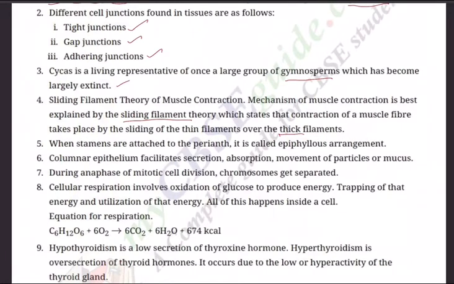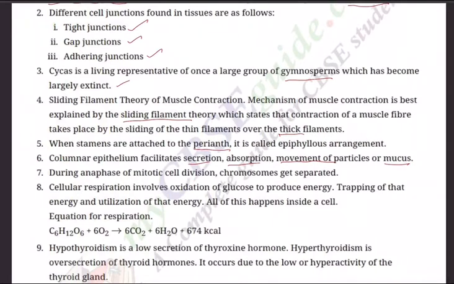Question 5. Define epiphyllous arrangement of stamens. Answer: when stamens are attached to the perianth, we write P, no? It is called epiphyllous arrangement, one over the other. Question 6. What is the function of columnar epithelium? Columnar epithelium facilitates secretion, absorption, movement of particles or mucus. Okay, secretion of mucus. This is the function of columnar epithelium.